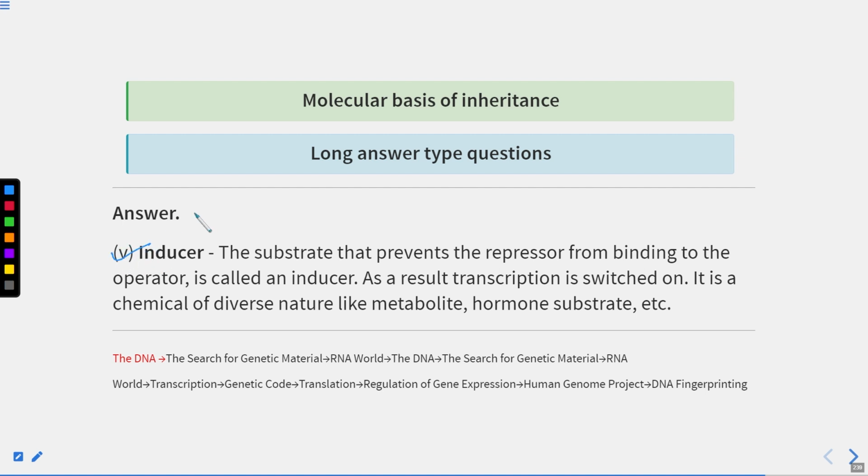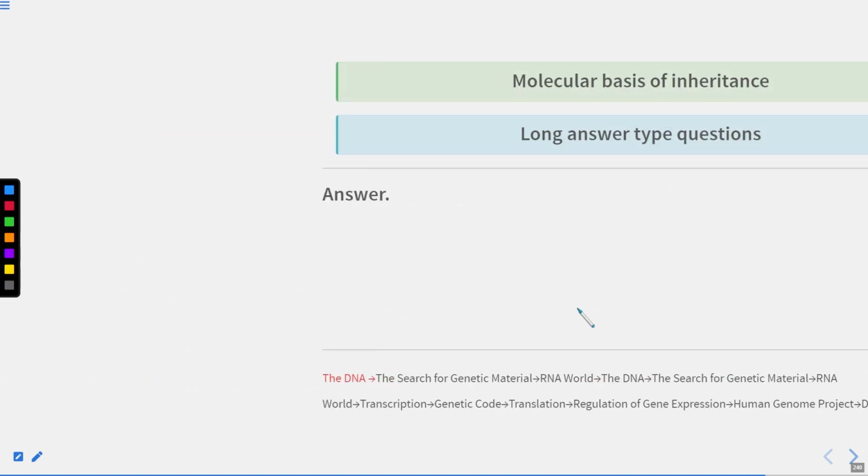Now, there is an inducer which is also required in the lac operon. So, we are talking about the inducible lac operon. So, here lactose is the inducer. Okay, and what is an inducer? It is the substrate that prevents the repressor from binding to the operator. Okay, so you know repressor binds to the operator, but in the presence of the inducer, repressor is not able to bind to the operator. So, this is known as the inducer. It is a substrate such as lactose. Okay. Now, in the presence of the inducer, the repressor cannot bind to the operator. Okay. And as a result, transcription is switched on. Alright. Now, the inducer is chemically very diverse, and it can be a metabolite or a hormone.